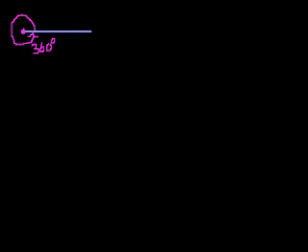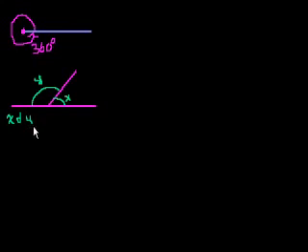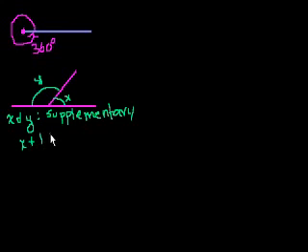And we also learned that if I have two angles, let me draw it like that, and this is angle X, this is angle Y, X and Y are supplementary, and that just means that they add up to 180 degrees. X plus Y is equal to 180 degrees.